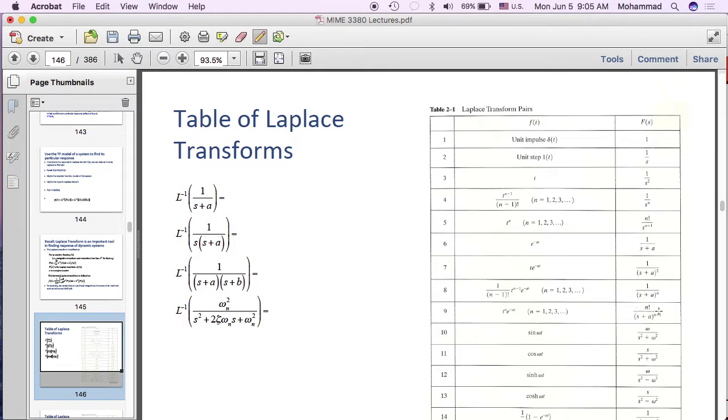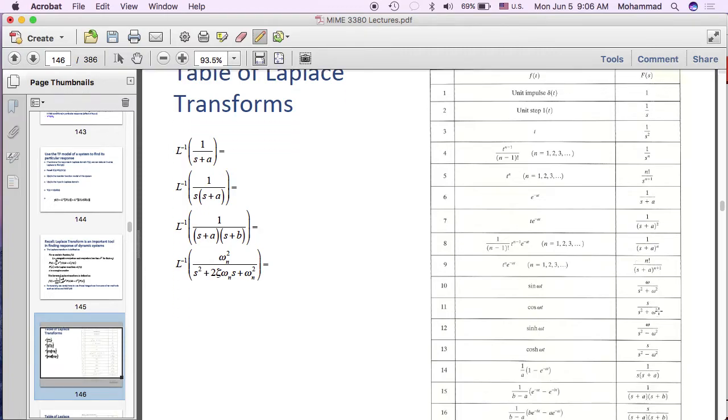So do we see 1 over s plus a anywhere? Which row is that? It's row 6. Do you see 1 over s times s plus a anywhere? How about row 14? So you have it.